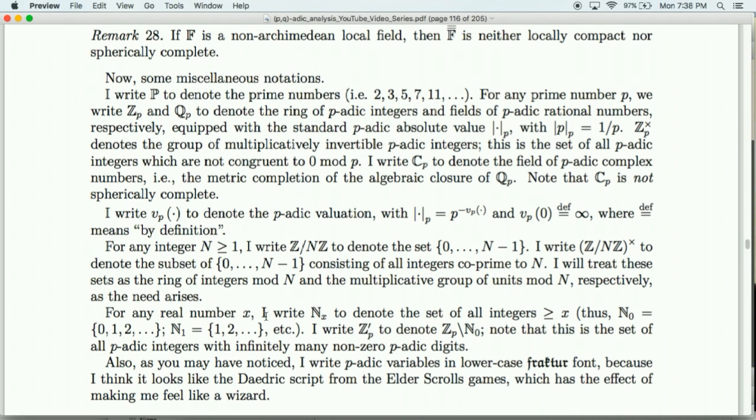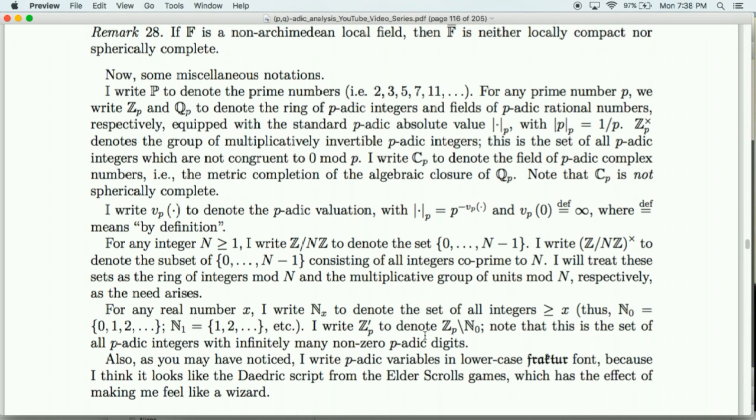For any real number x, N_x means all integers greater than or equal to x. So N_0 is the non-negative integers, N_1 is the positive integers. Z_p prime denotes the p-adic integers with N_0 removed. This is the same thing as the set of all p-adic integers that have infinitely many non-zero p-adic digits. I write p-adic variables in lowercase fraktur font because I think it looks like the Daedric script from the Elder Scrolls games, which makes me feel like a wizard, and that's cool.